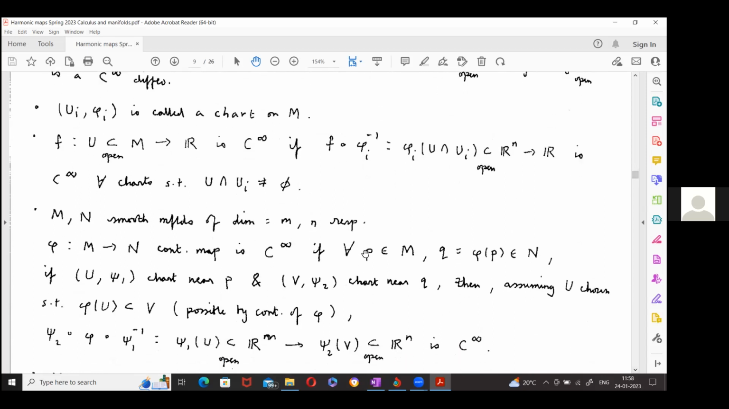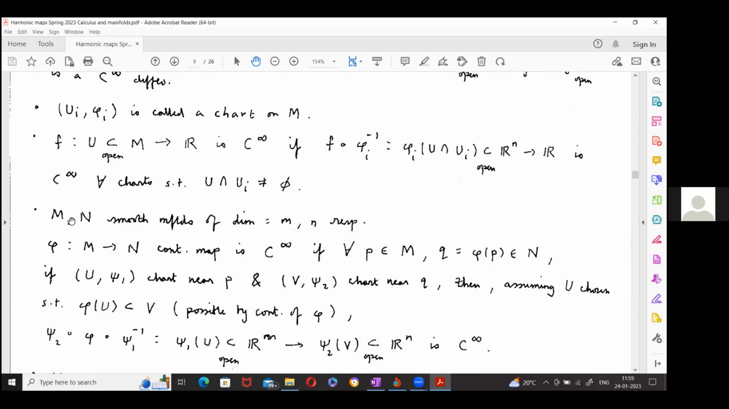Using the charts, you can talk about smooth functions on your manifold. So the idea is if I have a function on an open subset of my manifold, then using the charts, which identify the manifold locally with R^n, my function locally becomes a function on R^n. That function on R^n should be a smooth function, right? So formally that means that f composed with phi_i inverse, a function defined on an open subset of R^n, should be smooth for all charts, okay?